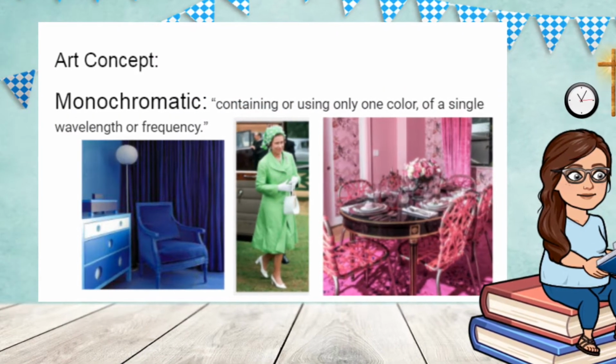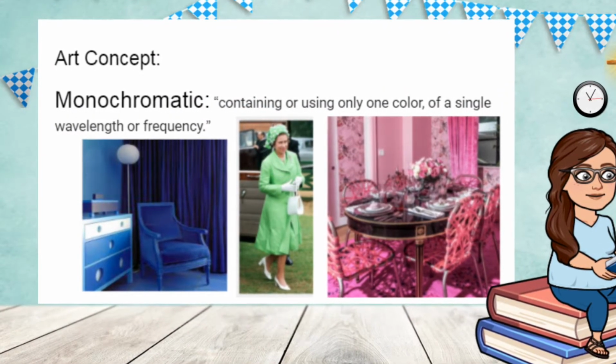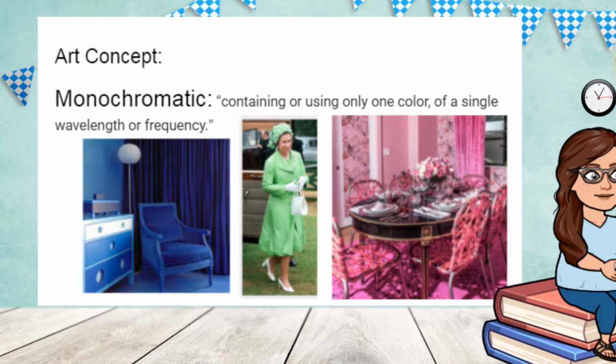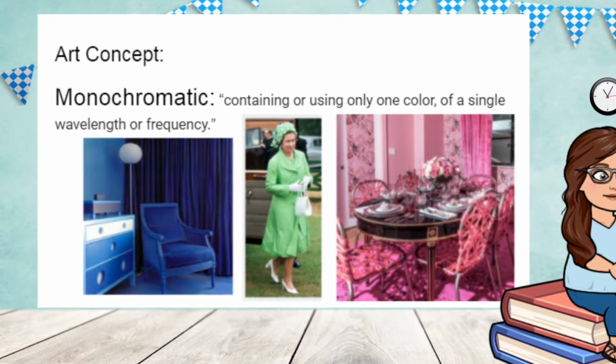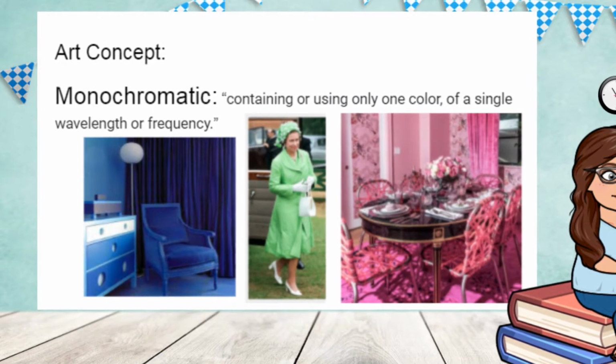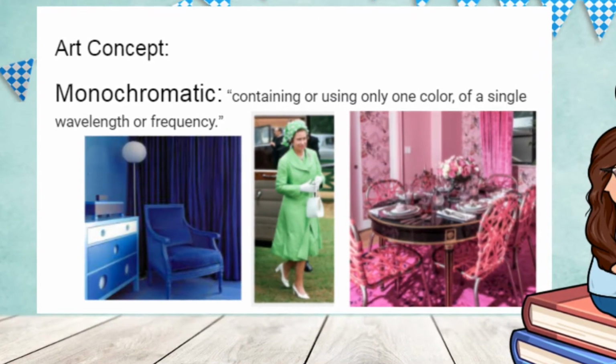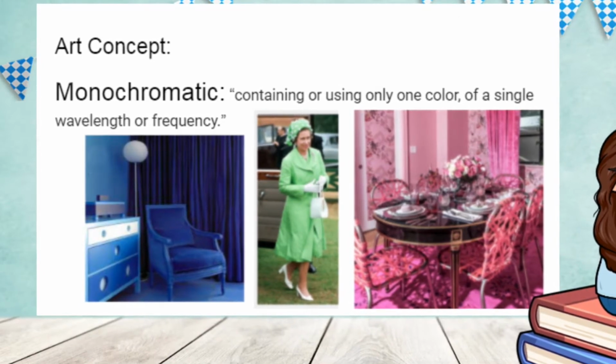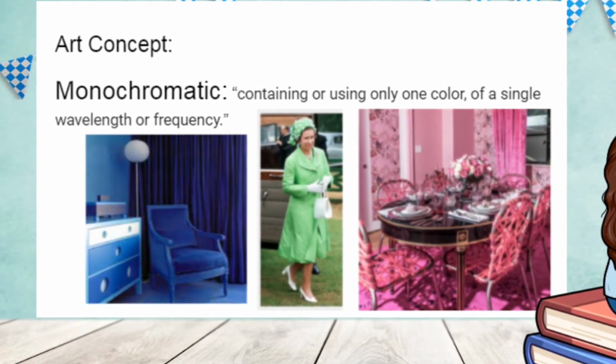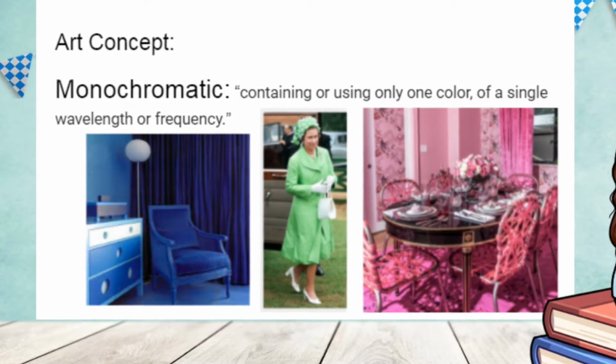Monochromaticism can be defined as containing or using only one color or a single wavelength or frequency. In each of these examples, you can see one main color being used. Do you see the blue room, the green outfit, or the pink dining room? Those would be considered monochromatic.